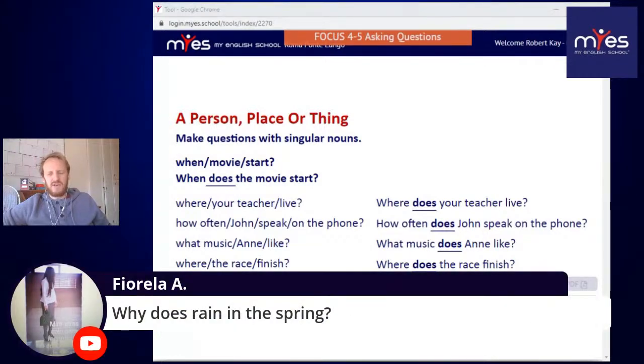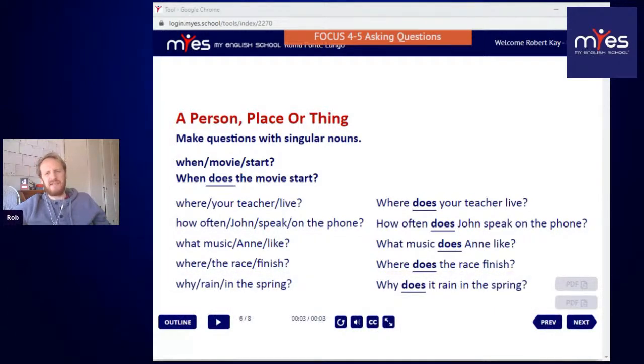Yeah, careful here. You need the subject, okay? Because there is no subject in this sentence. You need to say, why does it rain in Spain in spring? So it is the weather, I suppose. You would need the subject, because remember, question word plus auxiliary plus subject plus verb. So why does it rain in Spain in the spring?